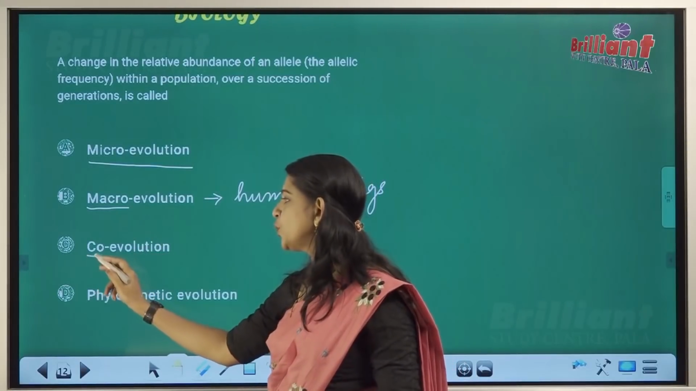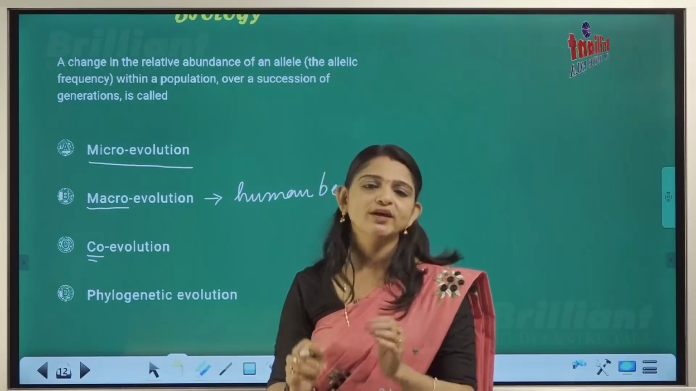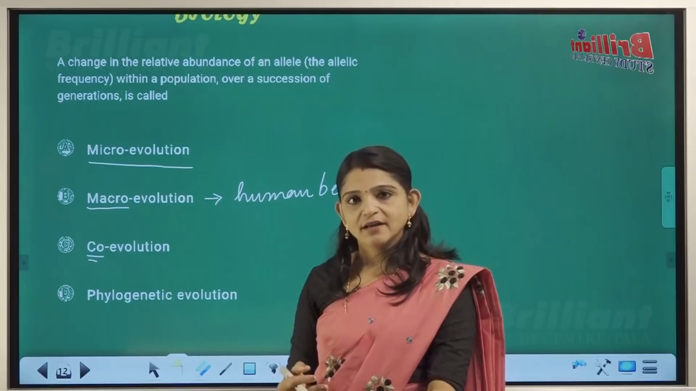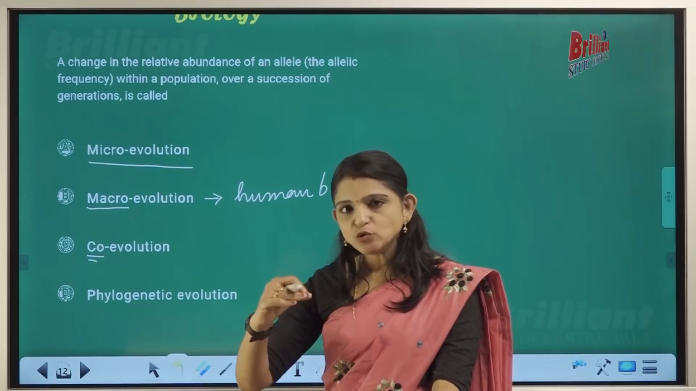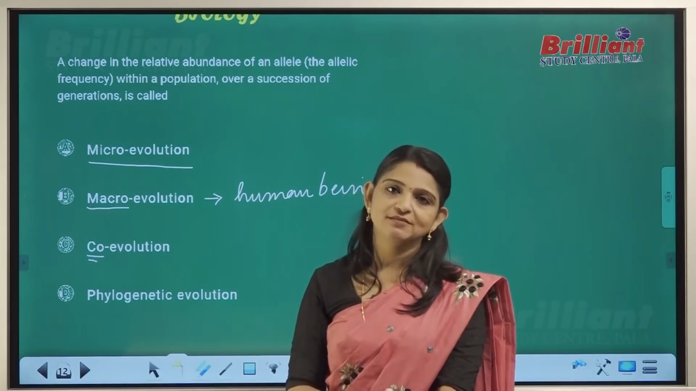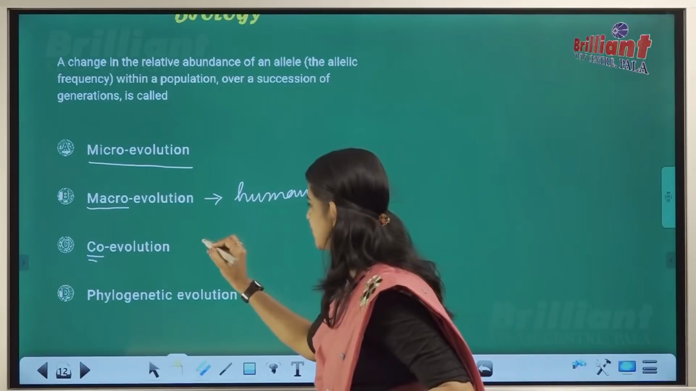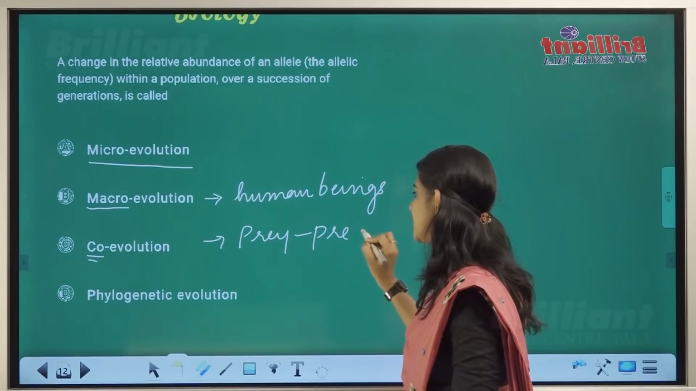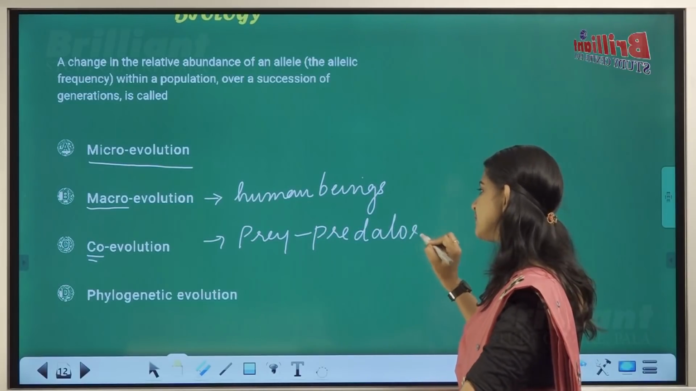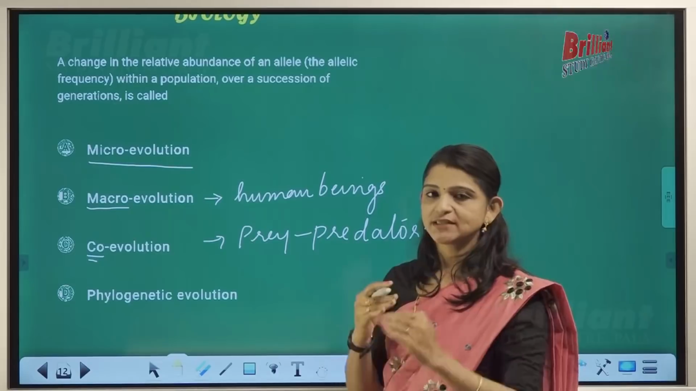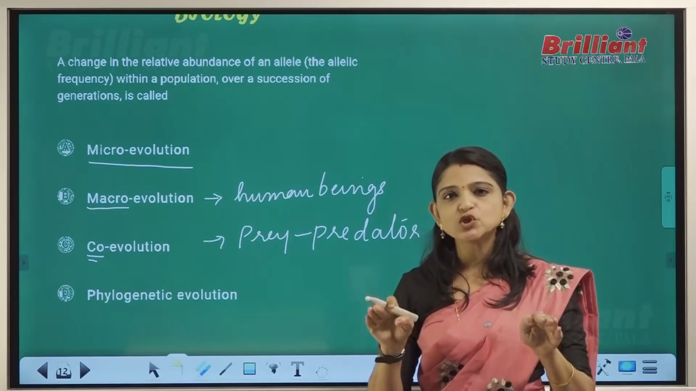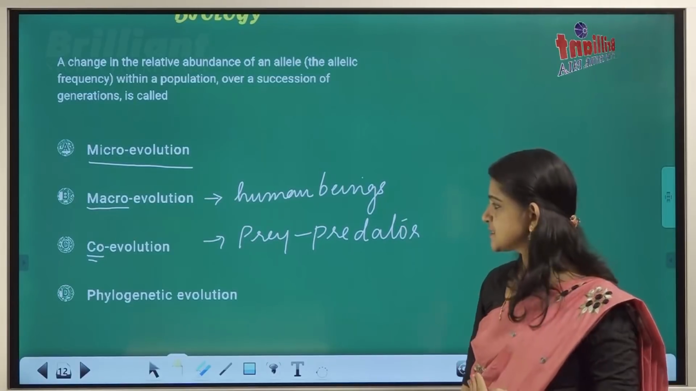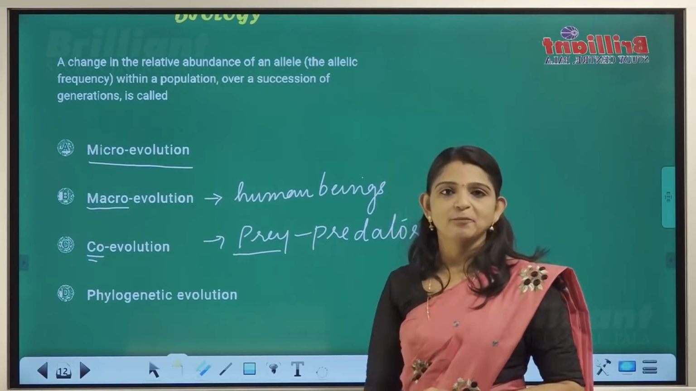Next one, co-evolution. What do you mean by co-evolution? Two species evolve in a mutually dependent manner. I'll give an example. For example, the prey-predator relationship. You just think about that. They are evolving in a mutually dependent manner. Mutually dependent in the sense, thinking about prey.